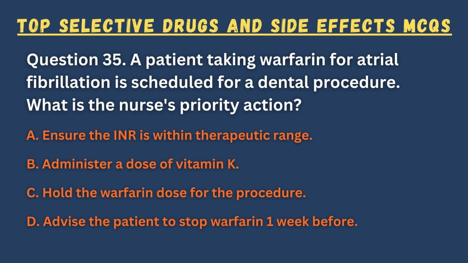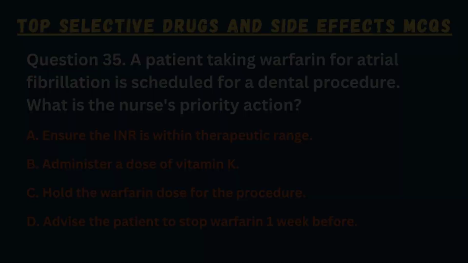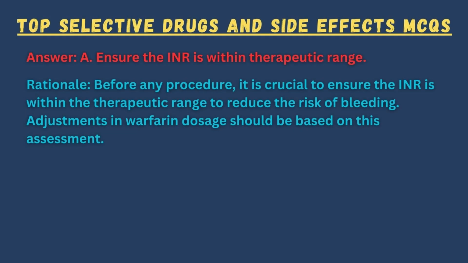Question 35. A patient taking warfarin for atrial fibrillation is scheduled for a dental procedure. What is the nurse's priority action? A. Ensure the INR is within therapeutic range. B. Administer a dose of vitamin K. C. Hold the warfarin dose for the procedure. D. Advise the patient to stop warfarin 1 week before. Answer: A. Ensure the INR is within therapeutic range. Rationale: before any procedure, it is crucial to ensure the INR is within the therapeutic range to reduce the risk of bleeding. Adjustments in warfarin dosage should be based on this assessment.